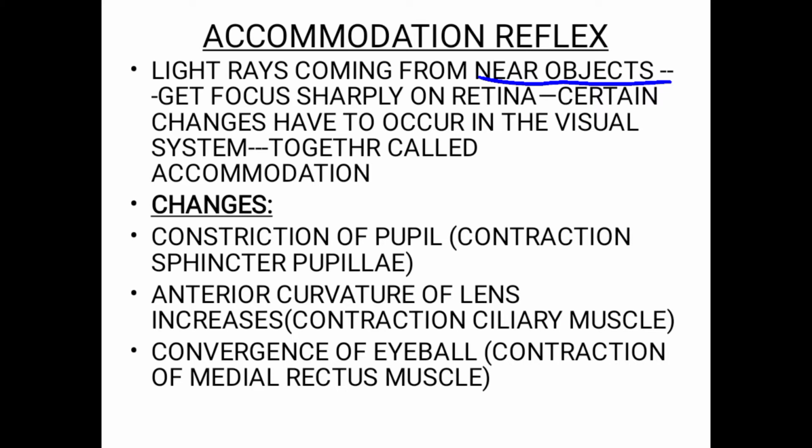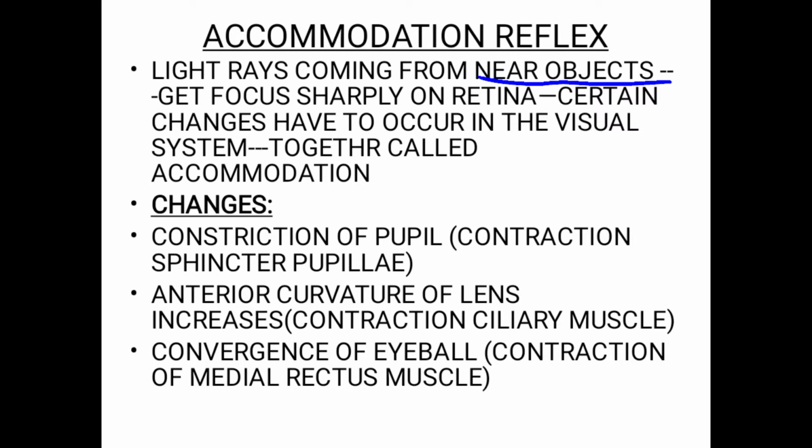So to do this, certain changes are taking place in the visual system, and we call it accommodation. Okay, accommodation. So when the light rays are coming from the near object, not from the far object, that should get focus sharply. Sharply means only one point. Okay, one point it should focus on the retina. So to do this, some adjustments or some changes are taking place in the visual system, that we call accommodation. Okay, we will see what are the changes.